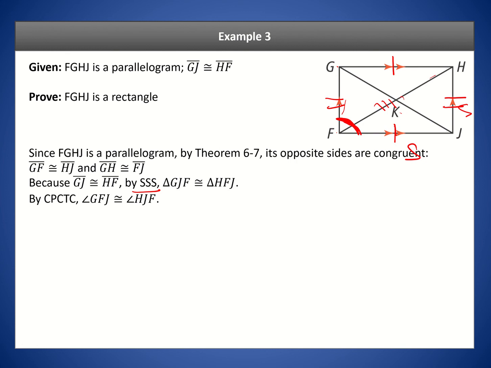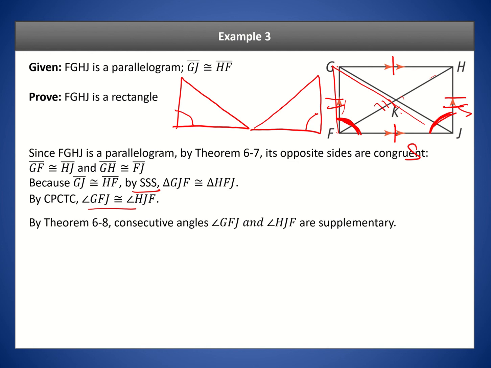Or rather, I meant to say HJF. So that's going to be this angle right here, rather. Apologize for that, because we're talking about this triangle. So I'll draw that triangle actually. We got this triangle on the left, and then that overlaps with the triangle on the right. So we're trying to say that these two angles are congruent because they correspond to each other. And indeed, they do look like they do. So by the CPCTC, those have to be congruent.